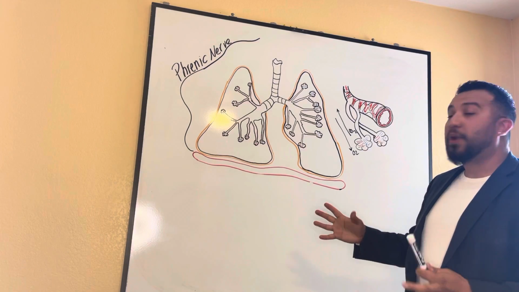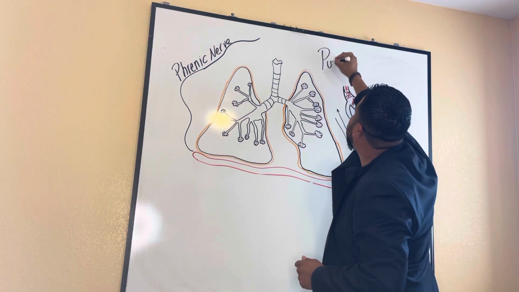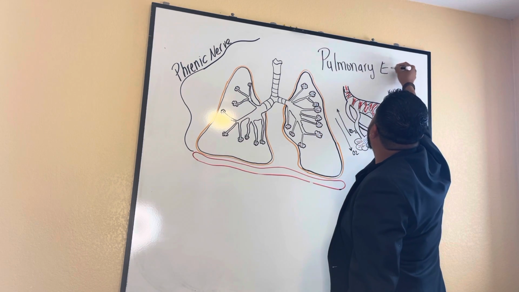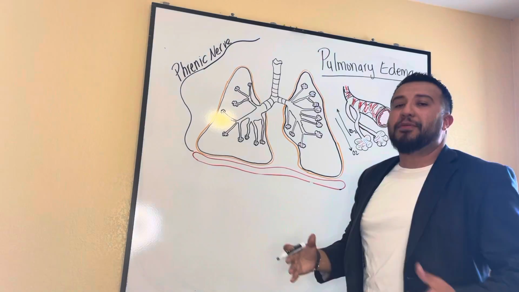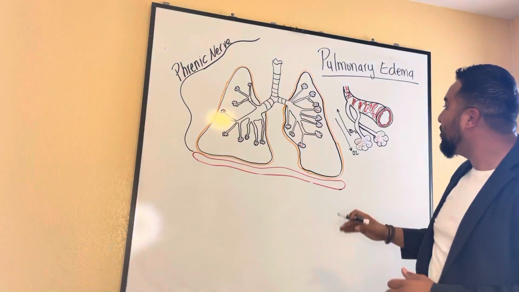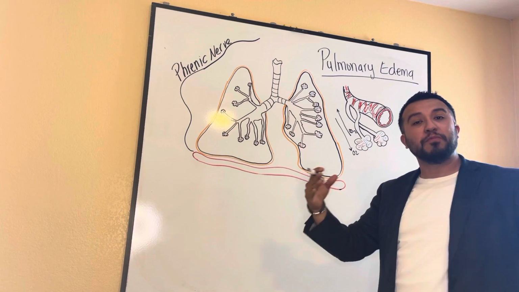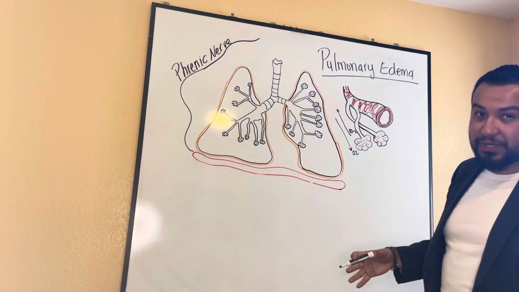All right, guys, so right now I want to focus on another condition, something we call pulmonary edema. Pulmonary edema happens when the patient's fluids are escaping the vascular system, and for some reason or another, they enter the alveolar sac, the respiratory system.